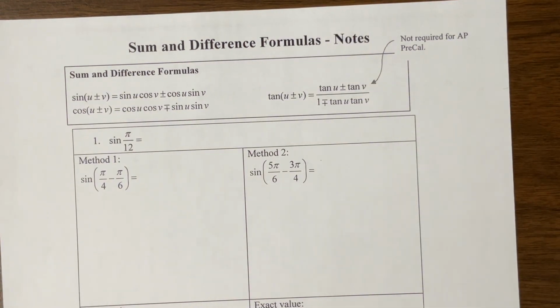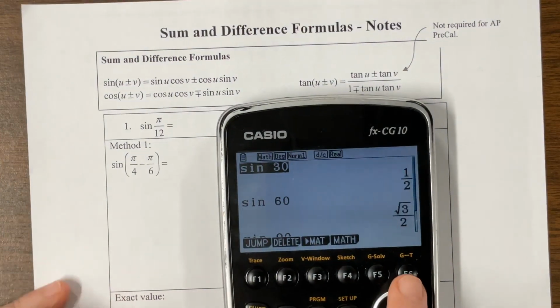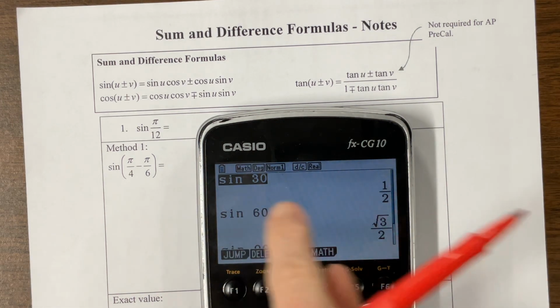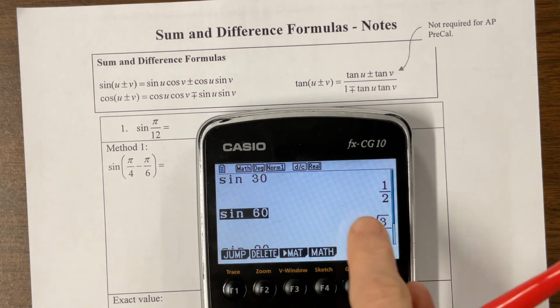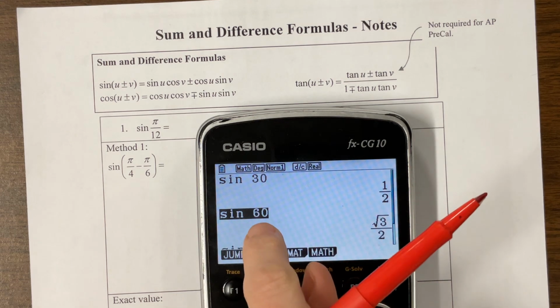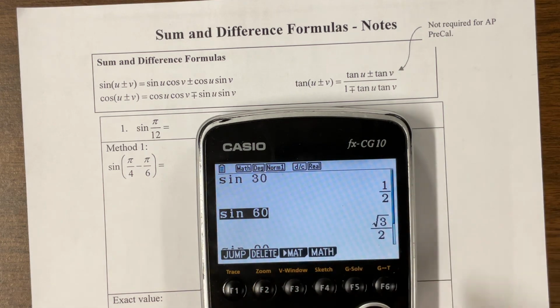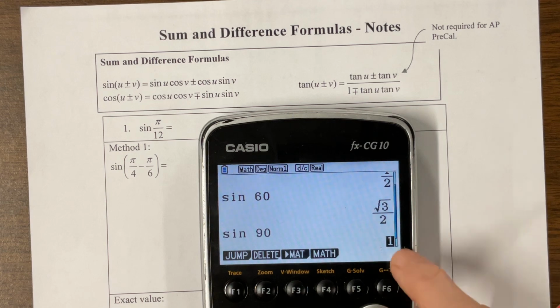Okay, let's do math. The first thing I want to point out is, I switched my calculator to degrees, and I know AP PreCal keeps us in radians, but sine of 30 degrees is 1/2, sine of 60 degrees is √3/2. Since 30 plus 60 is equal to 90, does that mean that sine of 90 is equal to sine of 30 plus sine of 60? Well, no, because 1/2 plus √3/2 is not equal to 1, which is sine of 90. That may have been a little confusing.